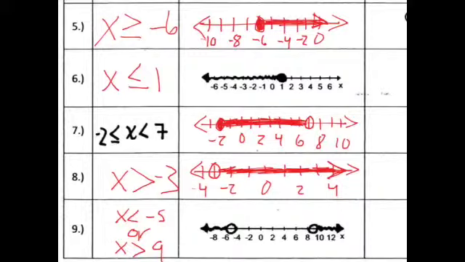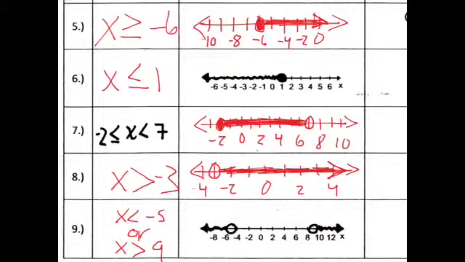When we get to the next part, number 6, it starts at 1, so 1's going to be the right side of our inequality here, and we're interested in the numbers to the left, so that's why it's going to be less than, and our circle is filled in, so that's why it's equal to there on that part.